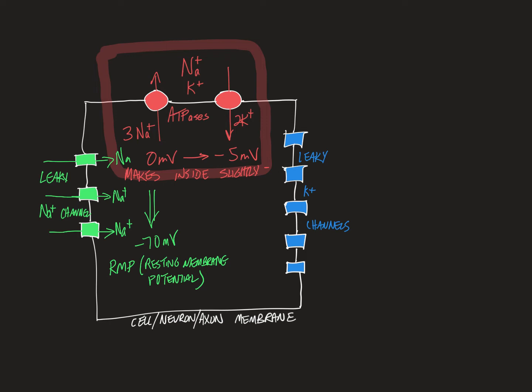And then there's these leaky potassium channels. And so there's way more of them. That's why I put more of them on the picture. Okay, so all this potassium leaking out of the cell, all of this drives it further down to a minus 90 millivolts inside the cell. And so there's this polarization of the cell.